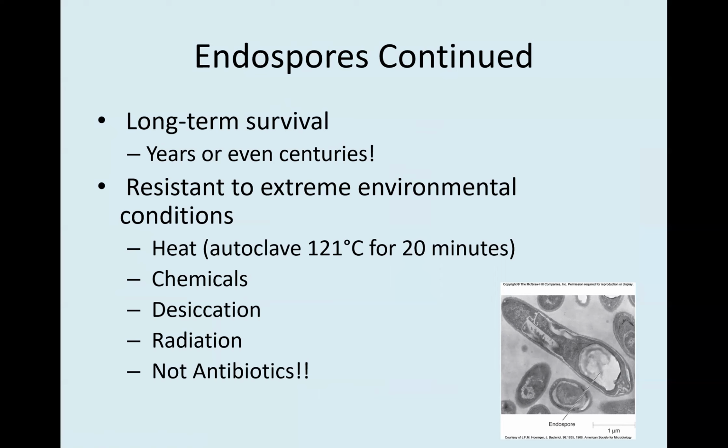And the big problem that we deal with endospores is that they are resistant to extreme environments. So they can withstand very high heat, and because of that, in order to eradicate them, we have to sterilize using an autoclave. They can be exposed to chemicals, to drying out, so desiccation, and high volumes of radiation. And so, because of that, we have to sterilize in order to remove endospores.